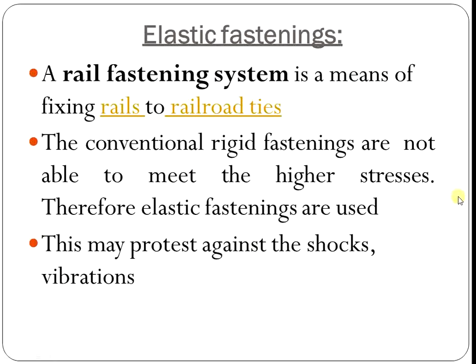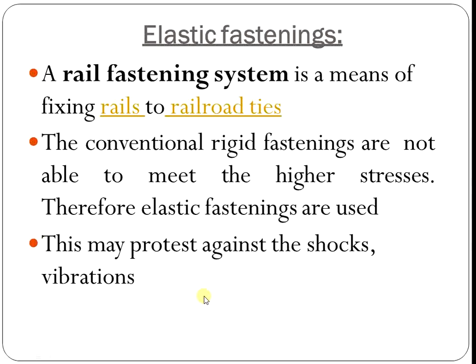Next type of the fastening is elastic fastening. The rail fastening system is a means of fixing rail to railroad ties. We have already seen this in the previous slide. The conventional rigid fastenings are not able to meet the higher stresses. Therefore, elastic fastenings are used nowadays. This may protect against the shocks and vibration.